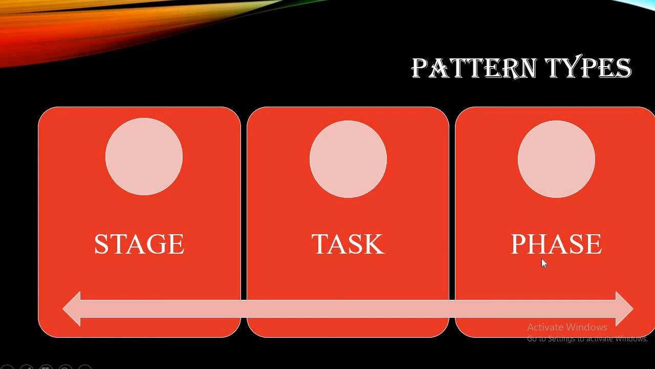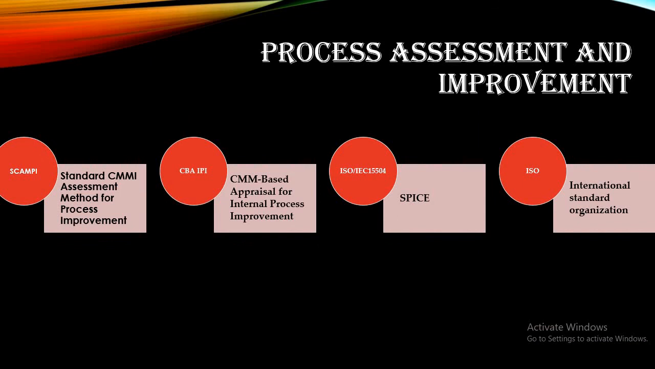Okay, and the final one, phase pattern, will define the sequence of framework activities that occur within the process, even when the overall flow of activities is iterative in nature. Okay, so this is how these pattern types will help us when we are developing a software.